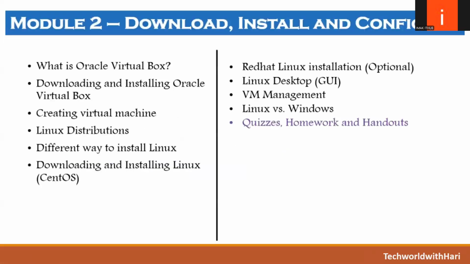In the second module, we will cover how to download, install, and configure the actual Linux. We'll talk about virtual machines and downloading a virtual machine, and the different ways to install a Linux machine. We'll cover the actual CentOS installation, and also include optional Red Hat OS installation lectures. We'll discuss Linux versus Windows and virtual machines, with quizzes and homework.